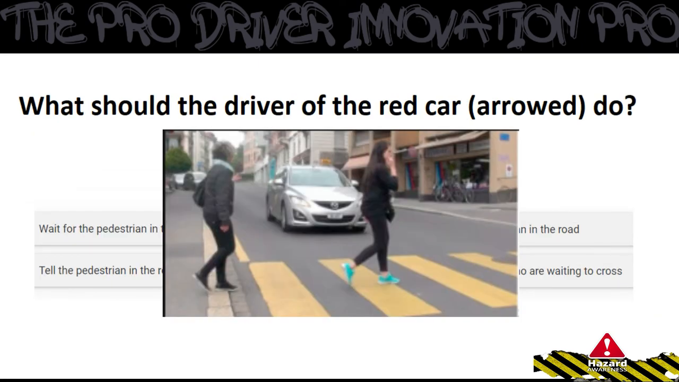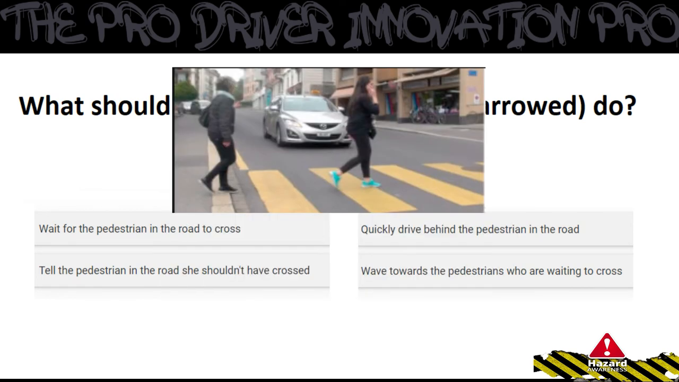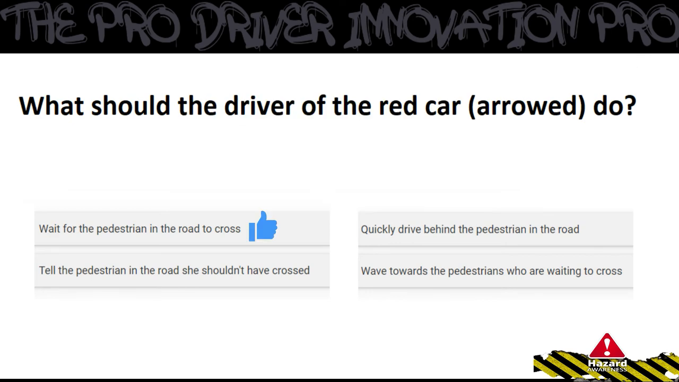What should the driver of this car do? Wait for the pedestrians in the road to cross. Quickly drive behind the pedestrians in the road. Tell the pedestrians in the road she shouldn't have crossed. Wave towards the pedestrians who are waiting to cross. Wait for the pedestrians in the road to cross.